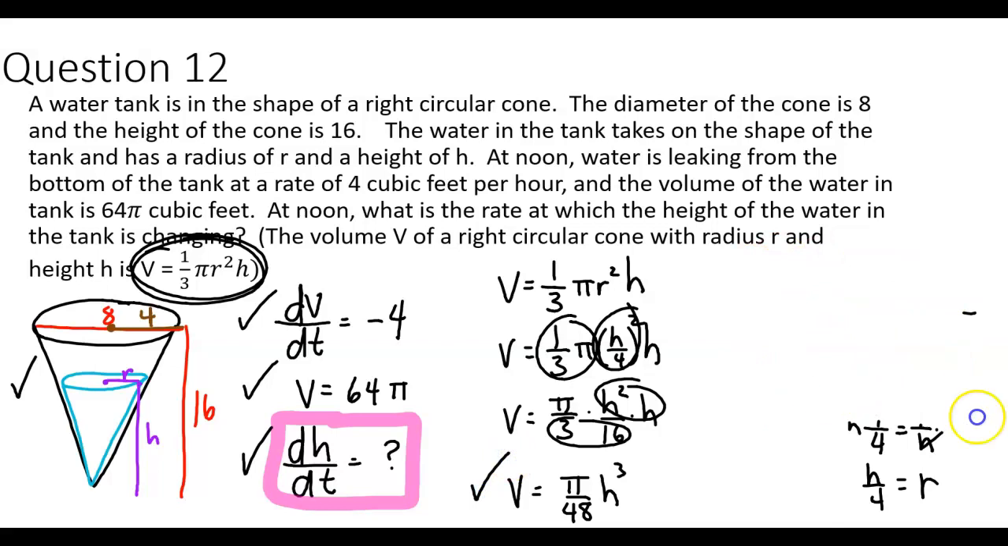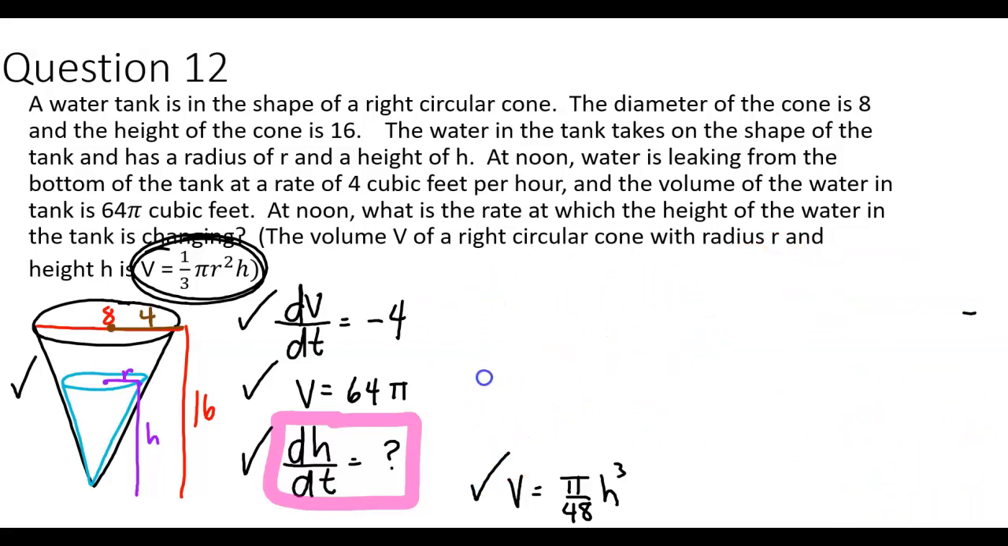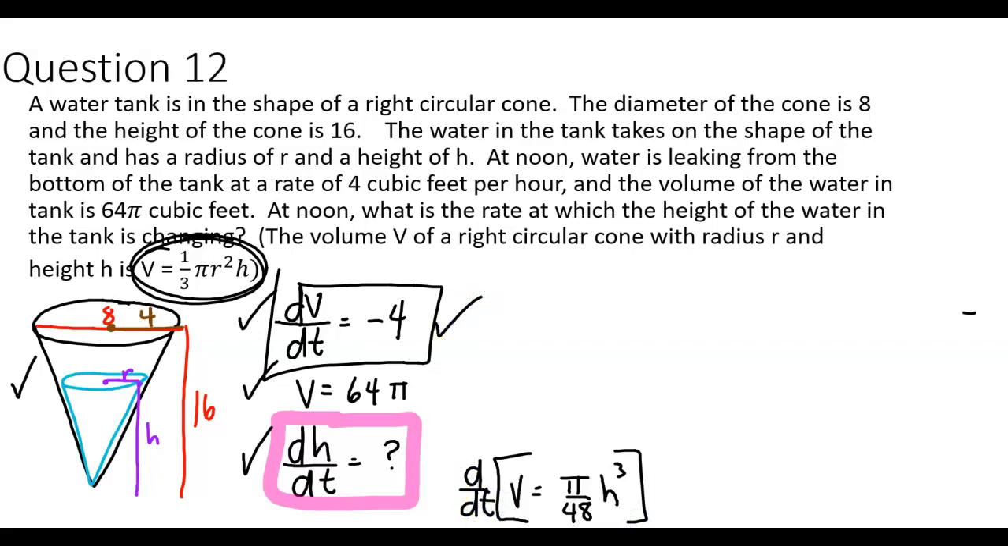So now what do we do? Well, I want to find out what these variables are here. So I'm going to be taking the derivative of this because I want dv dt in there, right? And we want to find dh dt. So I don't want just v and h. I want dv dt and dh dt. So let's go ahead and do that derivative.